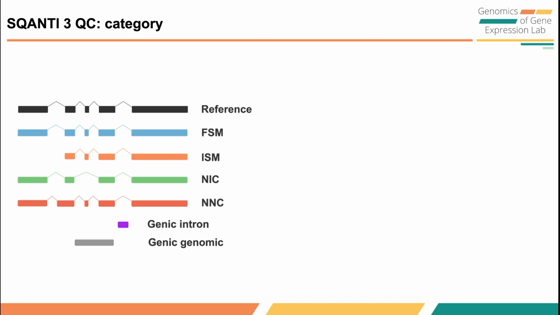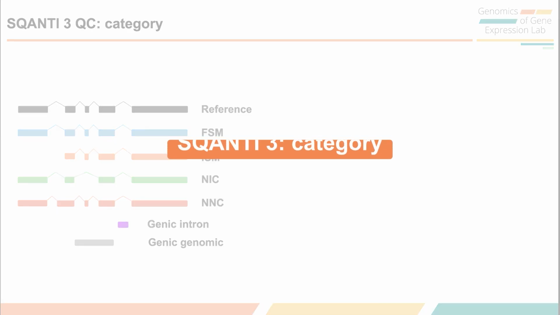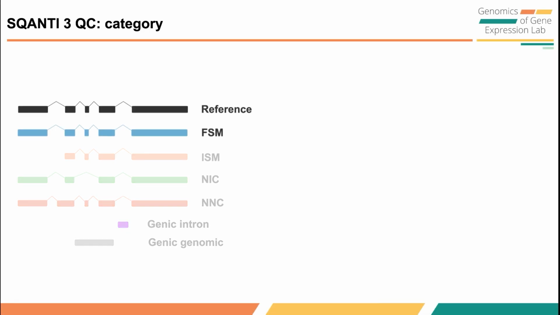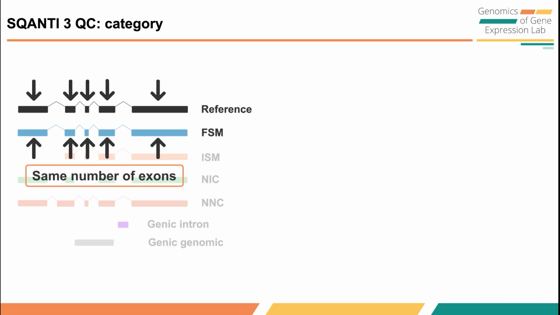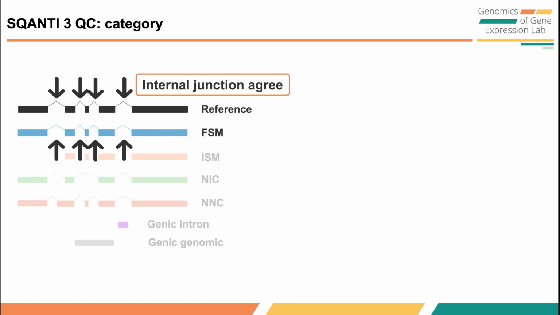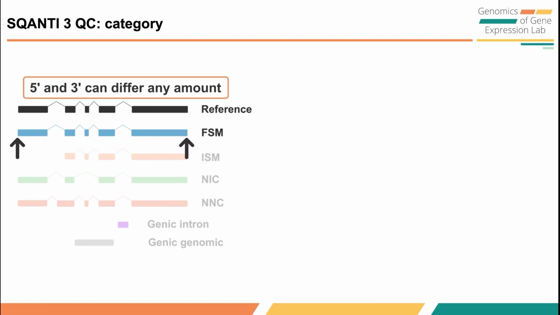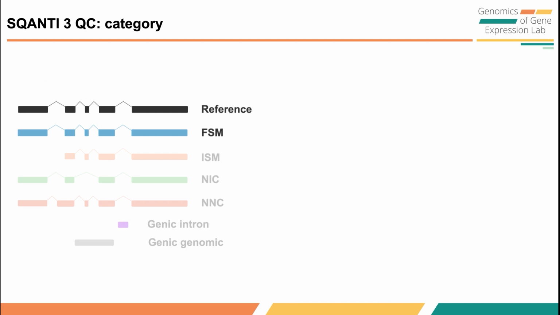SQANTI3 classifies each isoform by finding the best matching reference transcript in the following order. The first one is the full splice match, meaning the reference and query isoform have the same number of exons, and each internal junction agrees. The exact 5' start and 3' end can differ by any amount.